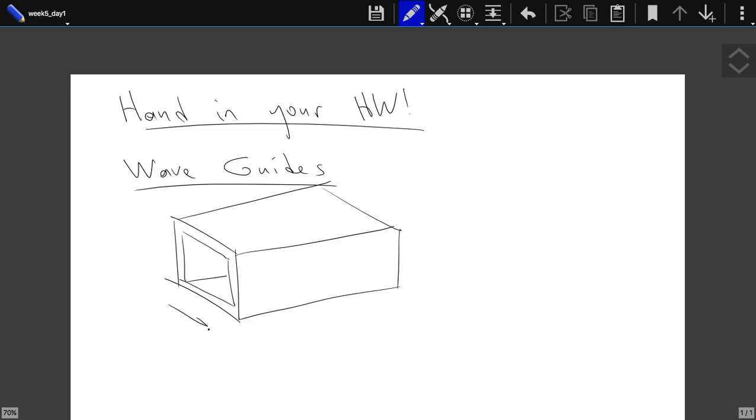Well, we will choose our coordinate axes. Let's say this is the x-axis, this is the y-axis. So along our waveguide, we have the z-axis. And we will also assume that the conductor is a perfect conductor.